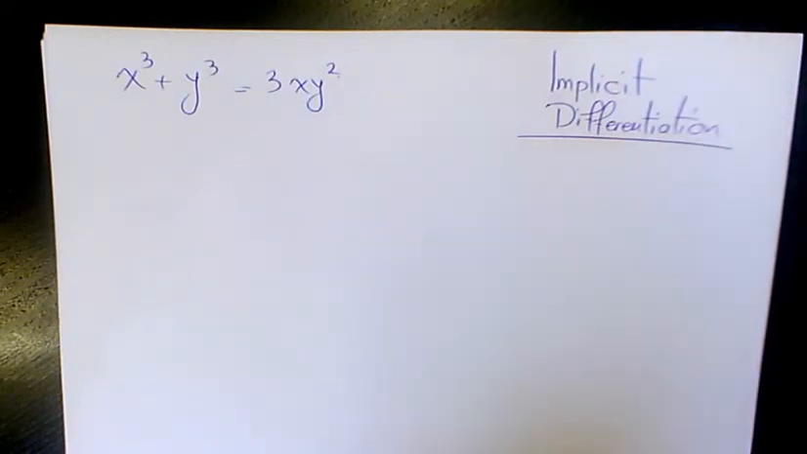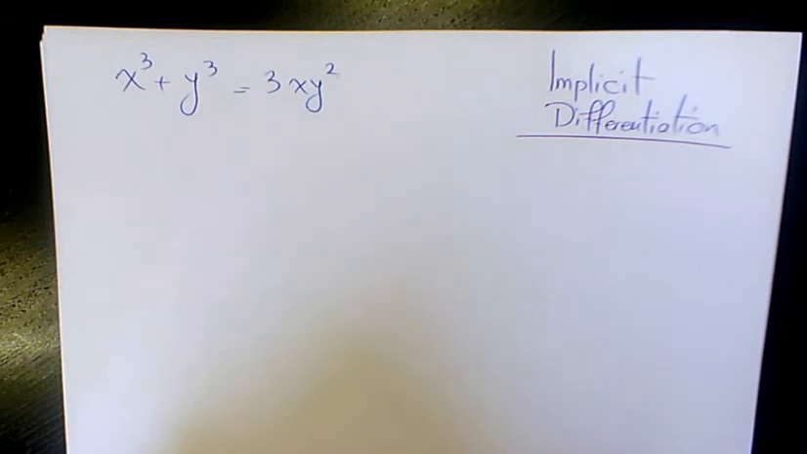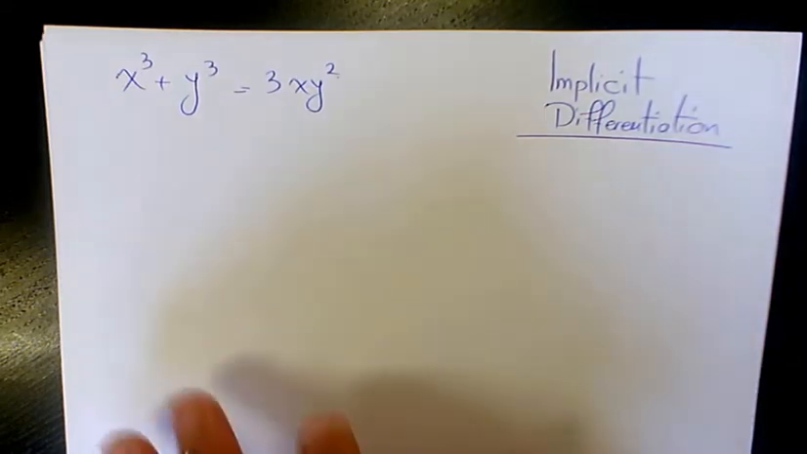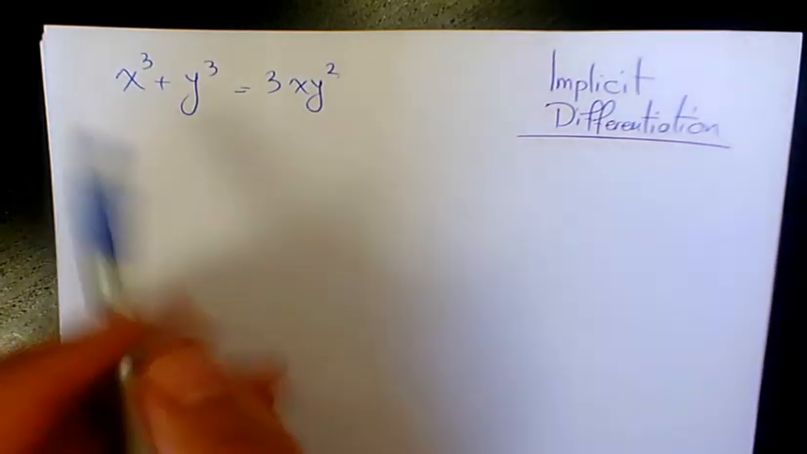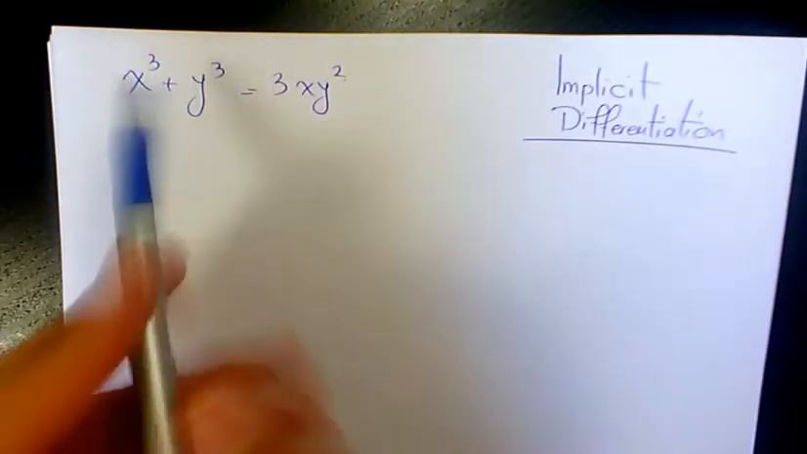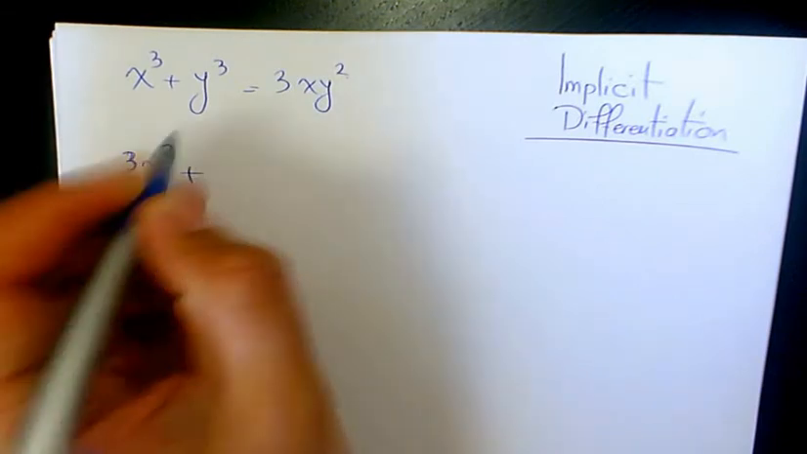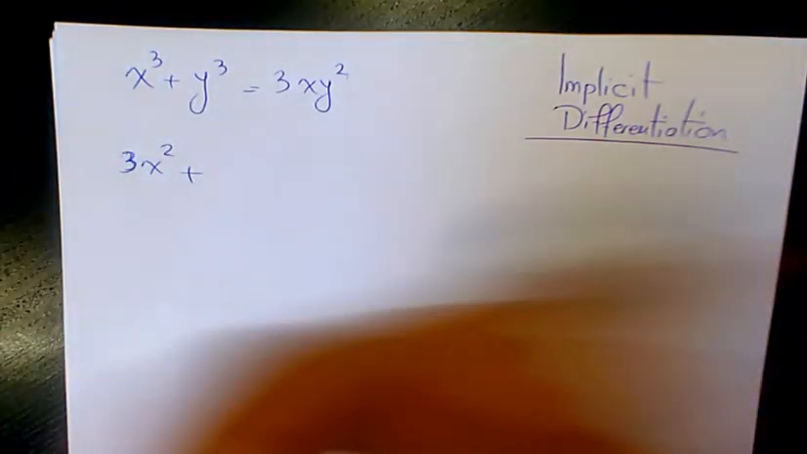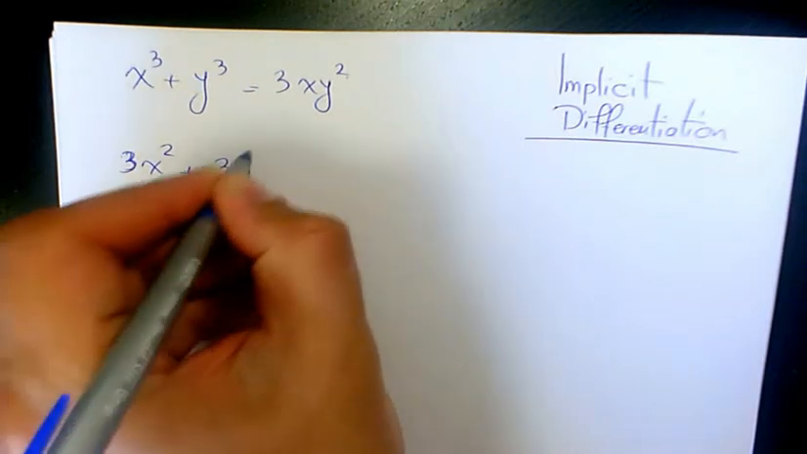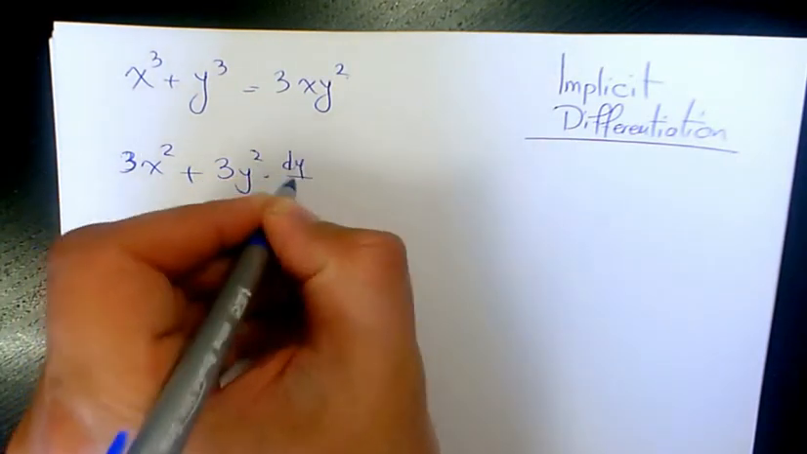Welcome to another video. In this video I want to show you how to find the derivative of x cubed plus y cubed equals 3xy squared. I need to use implicit differentiation in order to find the derivative of this expression. The derivative of x cubed is going to be 3x squared, and the derivative of y cubed is going to be 3y squared times dy over dx.